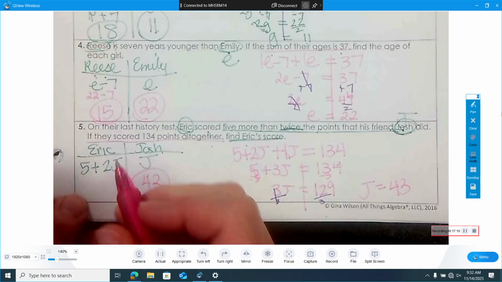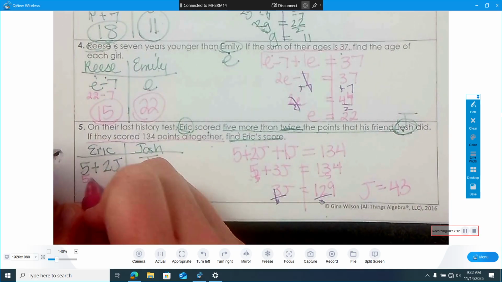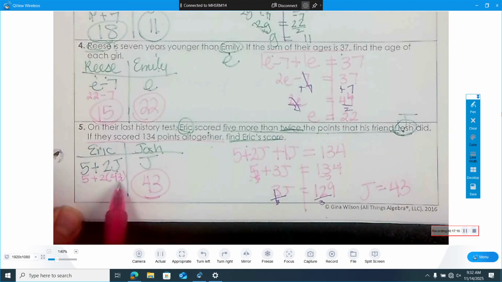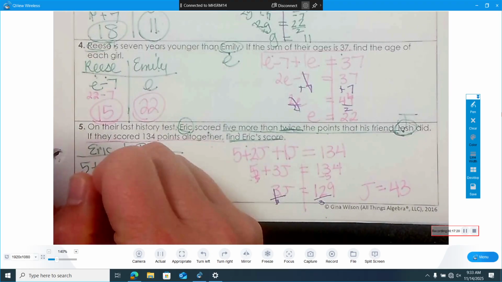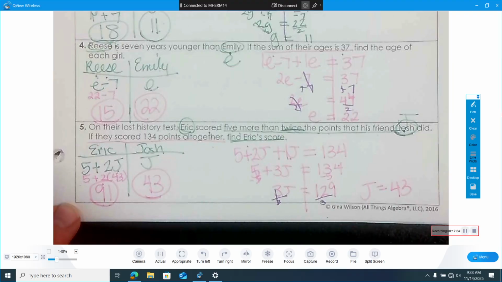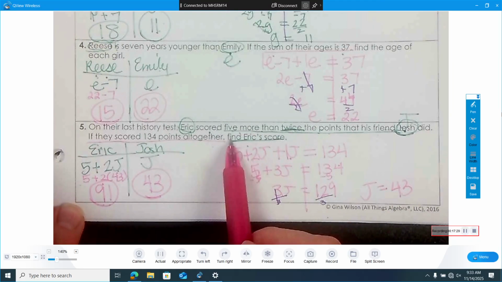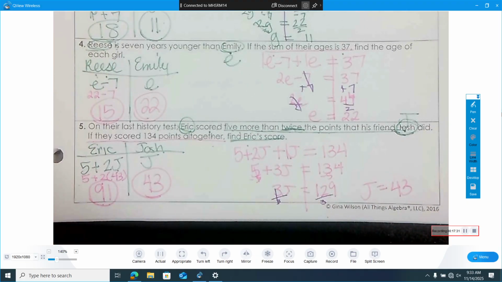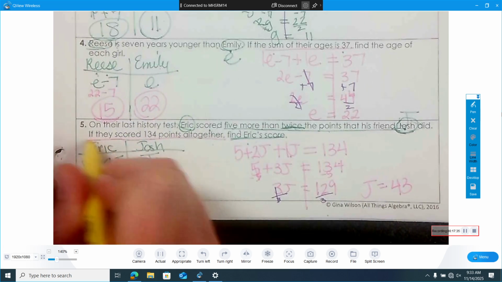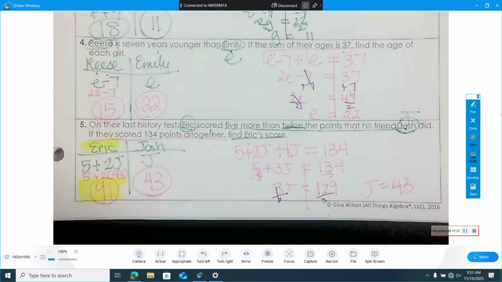That is not so hot. Well, maybe. I don't know. 5 plus 2 times the 43, because that's what the J is. What is 5 plus 2 times 43? 91. So Eric got a 91. That's considerably more. That's definitely better. We wanted to find Eric's score. What was Eric's score? 91. So there's Eric's score right there. Eric got 91.